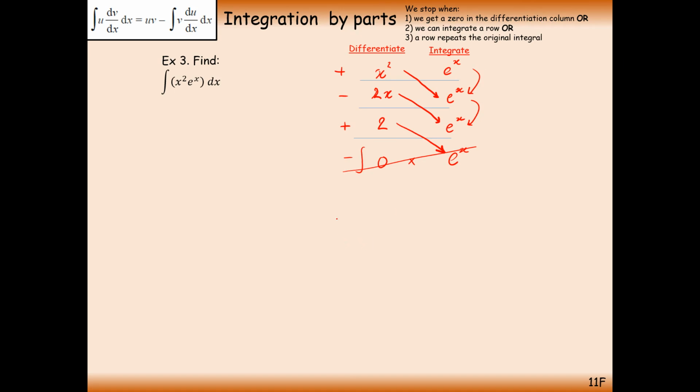Obviously, every term has a factor of e to the power of x. So I'm going to factor that out and write e to the power of x multiplied by x squared, take away 2x plus 2. This is the simple form of writing the answer to the problem of x squared e to the power of x. Because this is an indefinite integral, we have to put a plus c at the end.